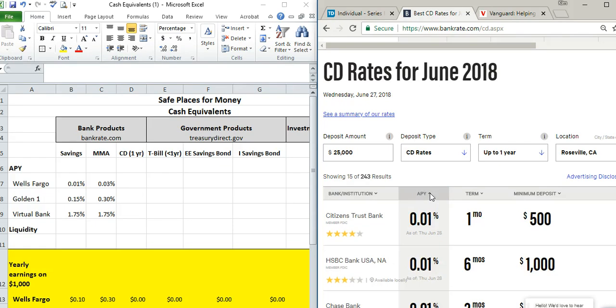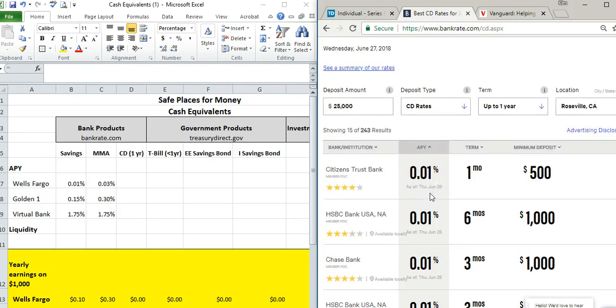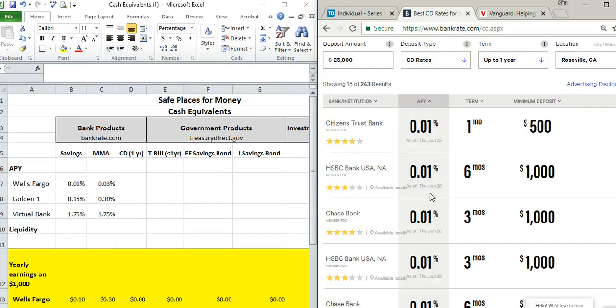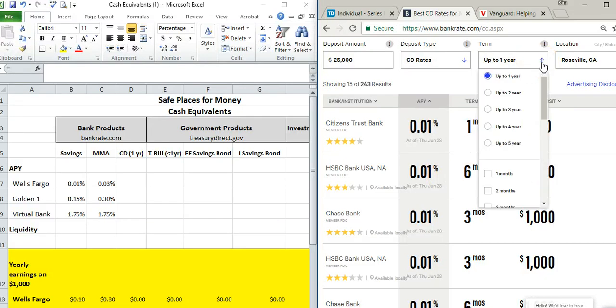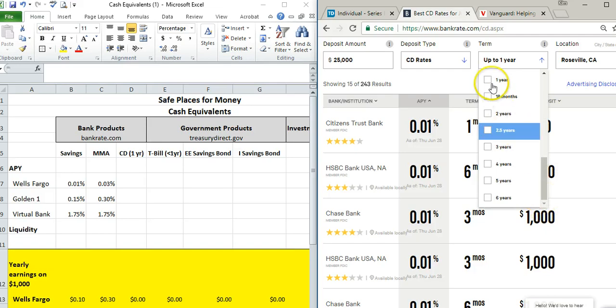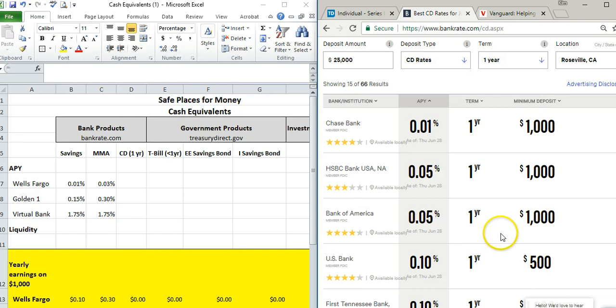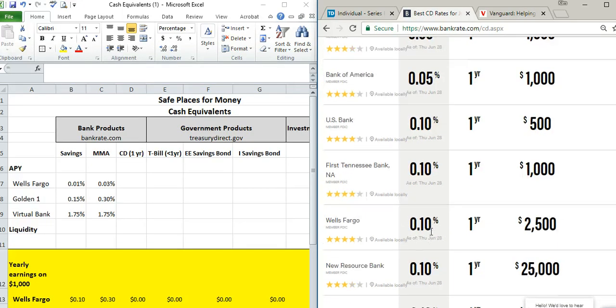So I want to see what's happening. Okay, so Chase, here we go, all 1 year. Chase Bank, 0.01, the same as a savings account. That's all they're going to give for a $1,000 deposit on a CD. Bank of America, 0.05%. Wells Fargo, 0.10. Okay.